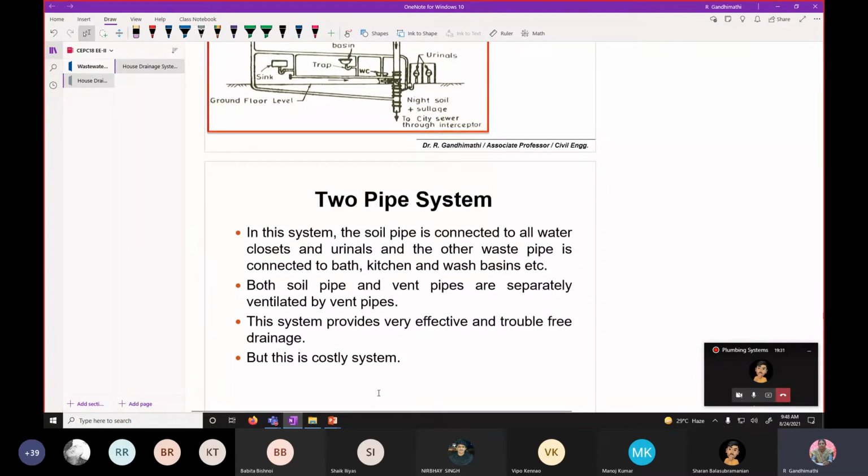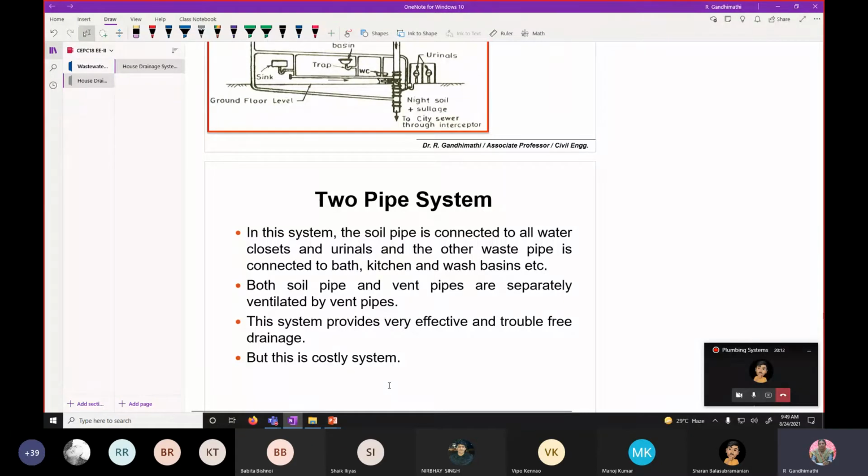The two pipe system is just an advanced version of the earlier systems, like the single stack and the one pipe system. Here it is called two pipe. The two pipe system has one pipe for night soil and one pipe for carrying the sullage to the street drains. Then each pipe should be connected with a vent pipe. That means totally you can see 4 vertical pipes from the multi-storied building. Each pipe, like the sullage pipe, should be connected with a vent pipe. Similarly, the night soil or soil pipe should be connected with a vent pipe.